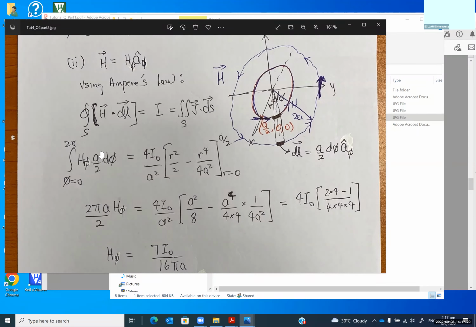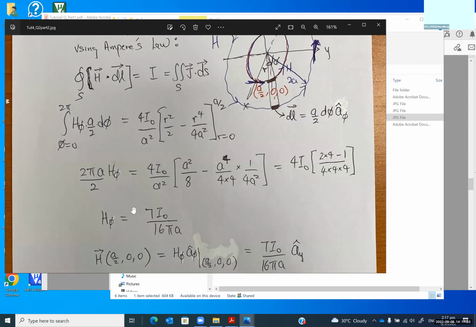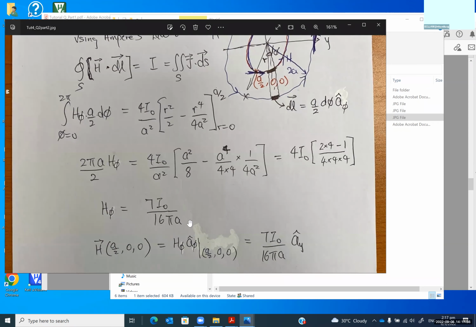Of course, the answer of this is very straightforward. It's a over 2 times 2 pi times H phi. And then on the right-hand side here is the total current I, which is your part 1. All you have to do is use this equation again, but this time your current only flows up to a radius of a over 2, so from 0 to a over 2. Then you put that in and solve, and you can get your H phi value, which is this value. Okay with that?